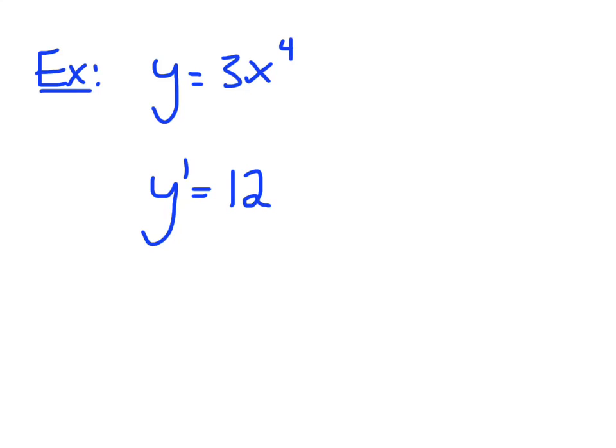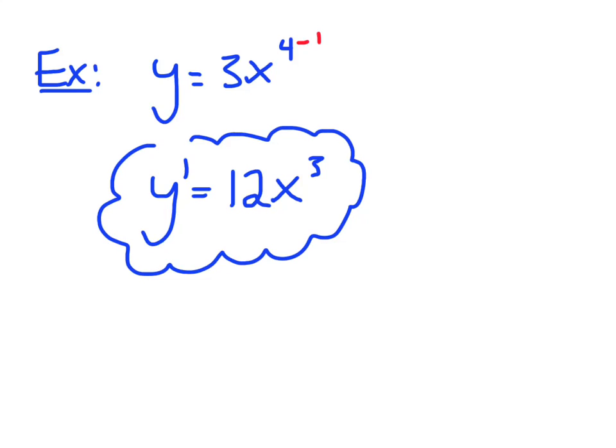4 times 3 is 12. And then you subtract 1 from the exponent. So 4 subtract 1, that of course is 3. So there is the derivative. Fairly straightforward. Let's try another one really quick, very similar to that one, just in case you missed that.